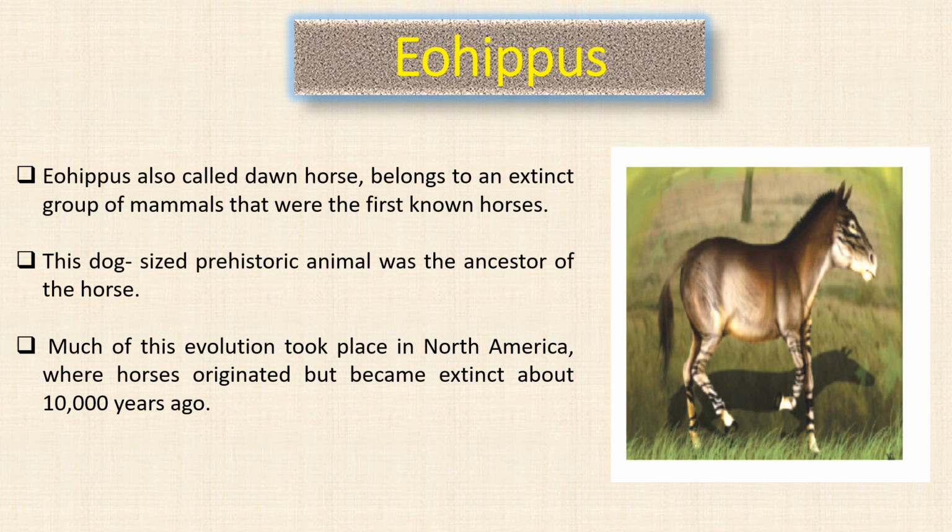Yes, the next prehistoric animal is Eohippus. Eohippus, also called the dawn horse, belongs to an extinct group of mammals that were the first ancestors of what are known as horses. This dog-sized prehistoric animal was the ancestor of the horse. Much of this evolution took place in North America, where horses originated but became extinct about 10,000 years ago.